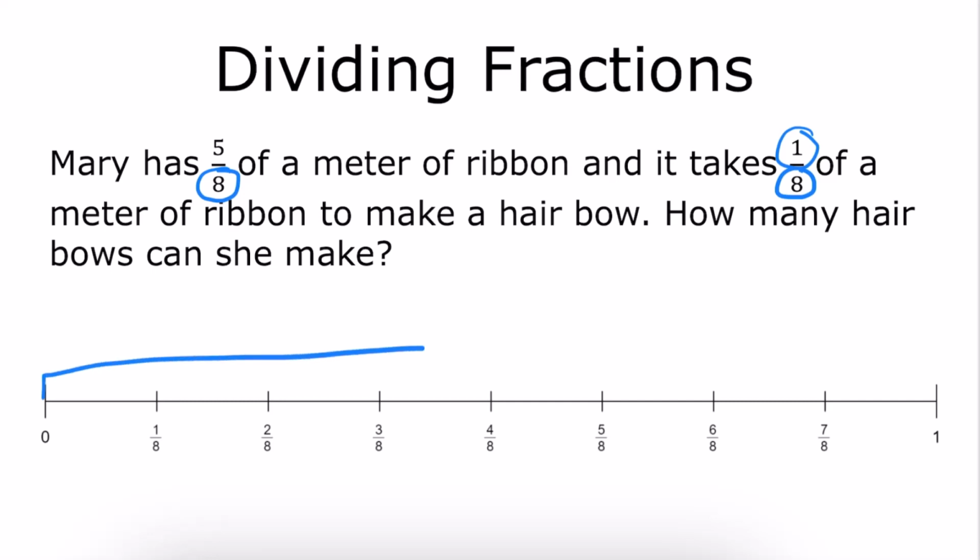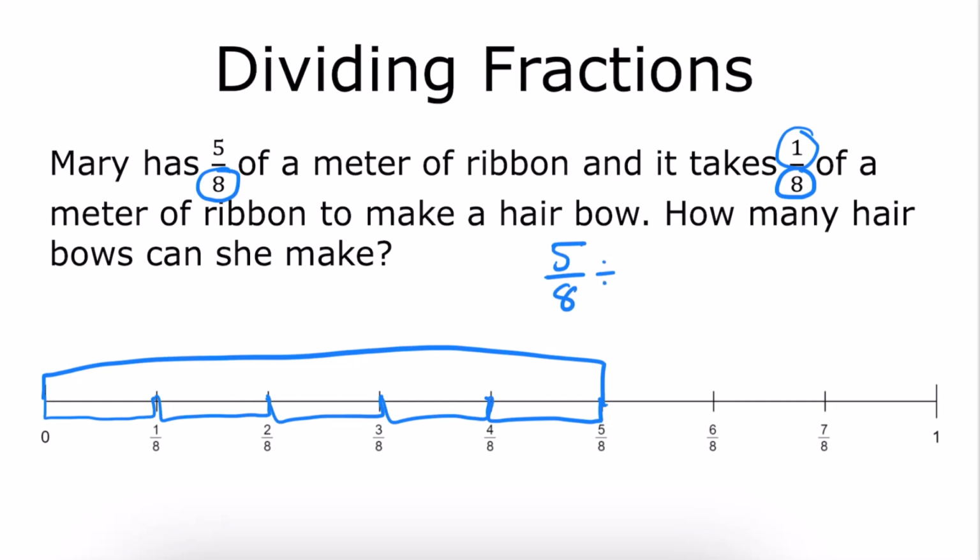So we could say, okay, this is the amount of ribbon that Mary has, and it takes 1/8 of a meter of ribbon to make a hair bow. And so that means that we could make 1, 2, 3, 4, 5 hair bows. And essentially what we just did is we took an amount of 5/8 meters of ribbon and we divided it up into groups of 1/8, and we found that she could make 5 hair bows. And so this is the fractional division problem that we just solved. And again, this is really easy because the denominators were the same and because the numerator of the thing we were dividing by was a 1.